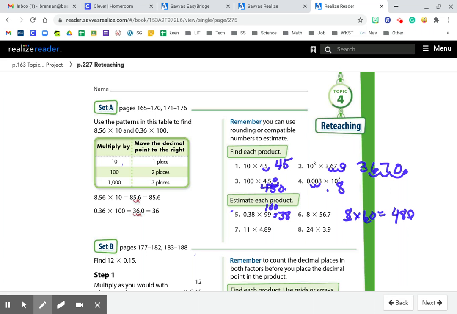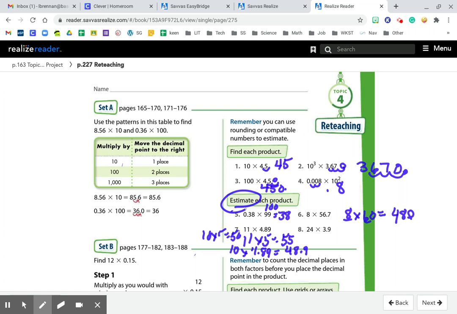And number 7, 11 times 4.89. I could do 11 times 5 is 55. You could also do 10 times 4.89 and get 48.9. That would even get you probably a little bit closer to the actual answer. You could do 10 times 5 and get 50. Remember, we're estimating. So you want to be as close to the actual answer as you can get.